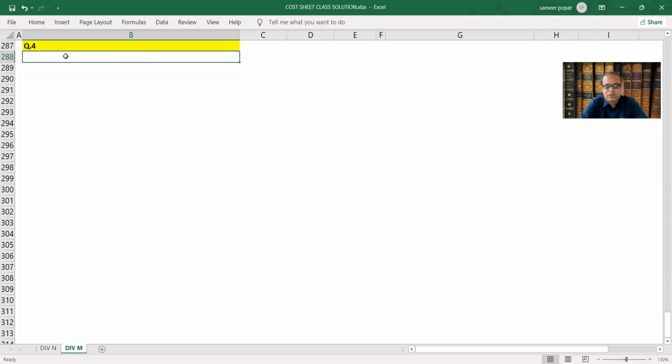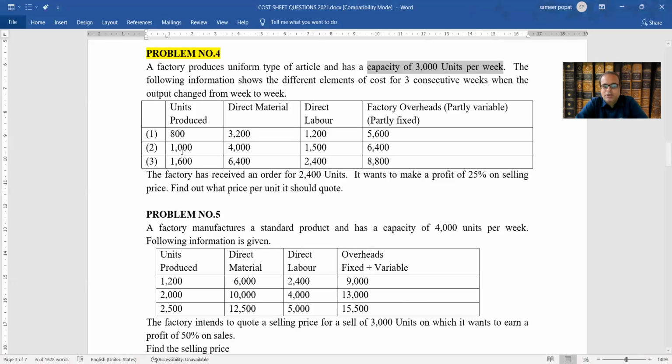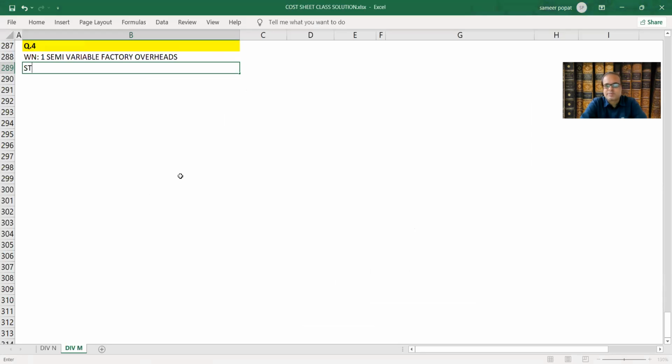First, we prepare the working note to break the semi-variable cost into fixed and variable element. See, they are given the details about 800, 1000 and 1600 units. What is the amount of overhead that is in the nature of semi-variable? Now, considering this information, we need to split this cost into variable and fixed. And for that, we need to apply two different steps.